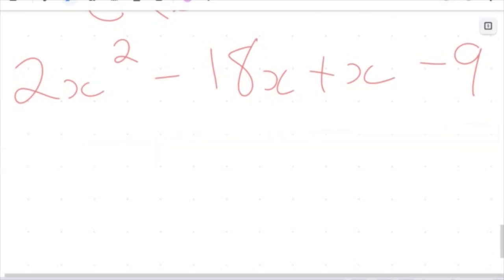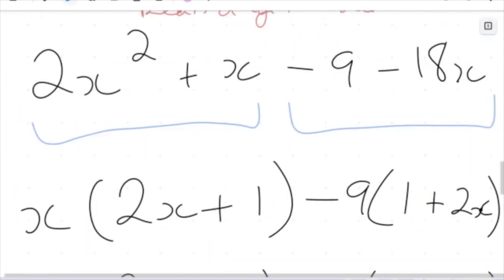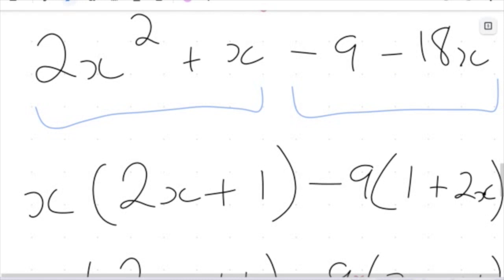But that is how we can factorize these bigger expressions with 4 terms via the technique we know of grouping in pairs. And this is going to lay the foundation for all of the quadratic factorization we're going to be doing in future videos.